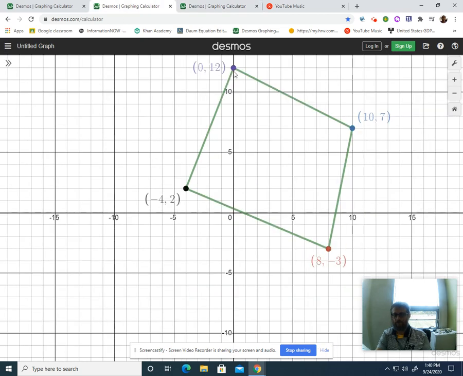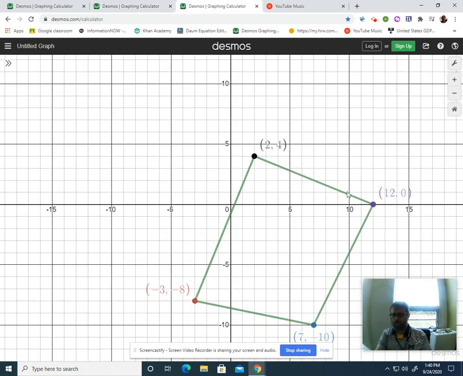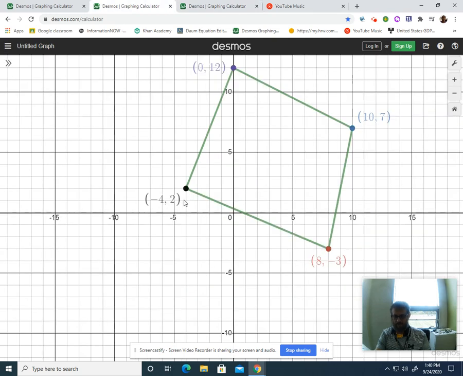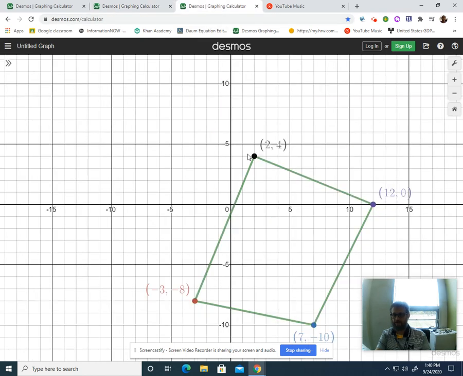When you're talking about 0, 12, again, it's going to come down here. What was 0, 12? The x's and y's switch spots. It's going to become 12, 0. And lastly, negative 4, positive 2 swings into the first quadrant. So both are positive, but it's now 2, 4. So that's how rotations work.